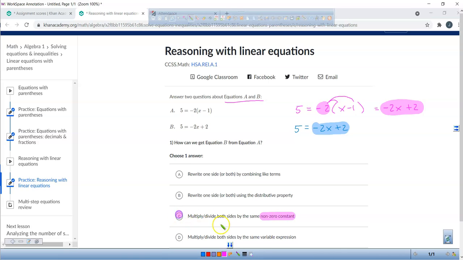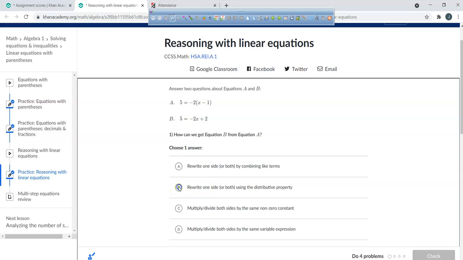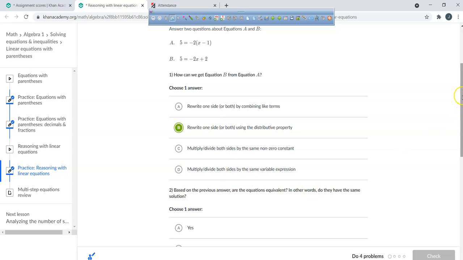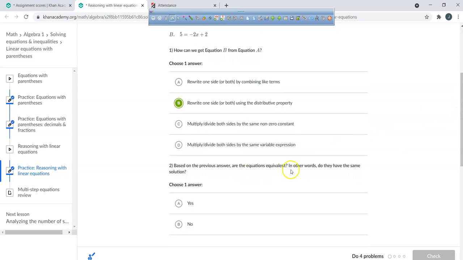Okay, so we actually multiplied, oh, sorry, we didn't do both of them. We actually rewrote one side using the distributive property. All right, so we just did one side. We didn't do both sides. So I'm going to say that since we used the distributive property, based on the previous answer, the equation is equivalent. Yes, they have the same solution, so yes.